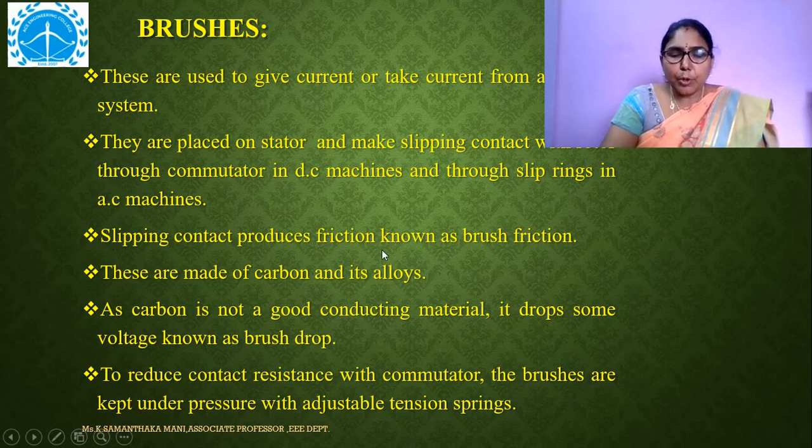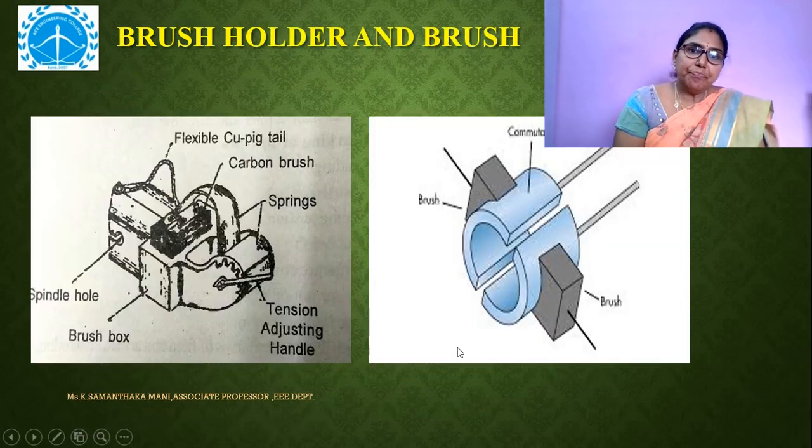The slipping contact produces friction known as brush friction. These are made of carbon and its alloys. Carbon is used because of its good features. Carbon is not a good conducting material, so it drops some voltage known as brush drop, because the resistance offered by the carbon will be comparatively high. To reduce the contact resistance with the commutator, the brushes are kept under pressure with adjustable tension springs. That we are going to learn in detail in the brush holders and brushes.